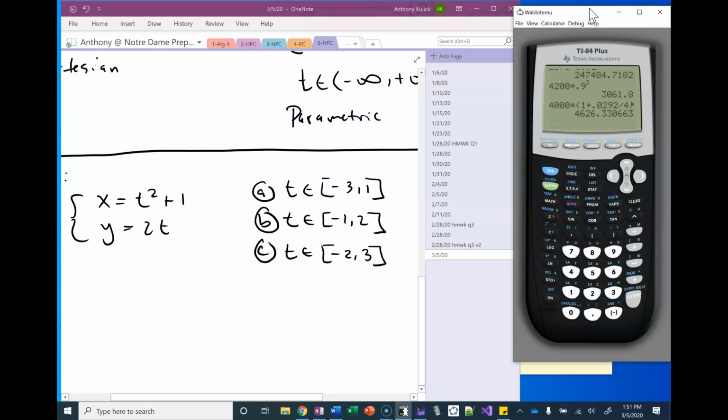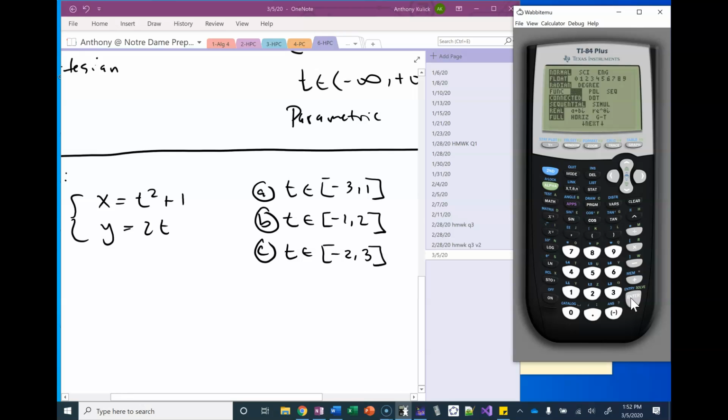So the first thing we're going to do is press the mode button on our calculator. Now notice the options there right in the middle of our calculator. There are 4 options. One of them says func, par, pol, and seq. Func is short for function. That's the typical mode that we would graph something that's in the Cartesian form, with the y on the left side and everything else on the right. The second option, par, is short for parametric. That's what we're going to do right now, change that option so that it's in the parametric form.